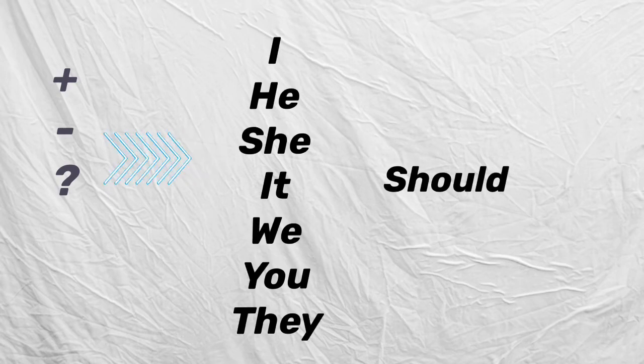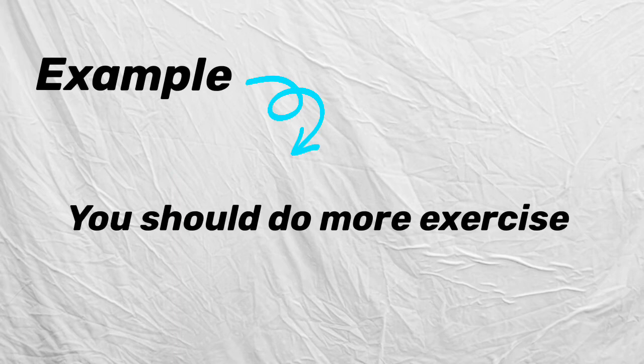So let's start with the positive, how we can make a positive sentence. You should start with I, you, he, she, we, they with should. Example, you should do more exercise.